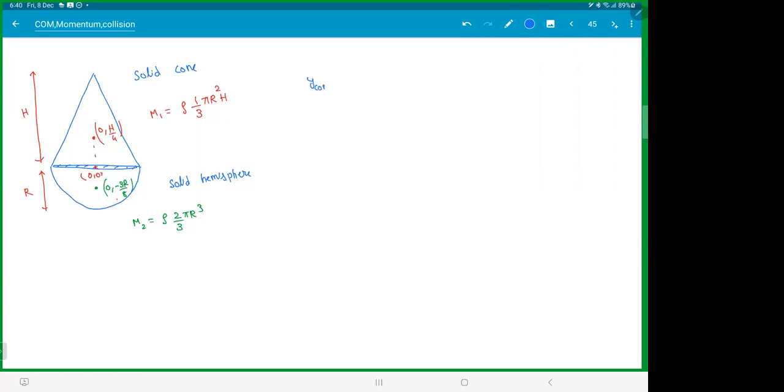X coordinate is anyway 0. So y center of mass will be m1 h by 4 plus m2 times minus 3r by 8, divided by total mass. So this would be rho 1 by 3 pi r square h. This is actually an easy equation. It just looks weird. The numbers look bad, but it is easy to solve. Don't get confused between a question where you have to think a lot and where you have to solve a lot.